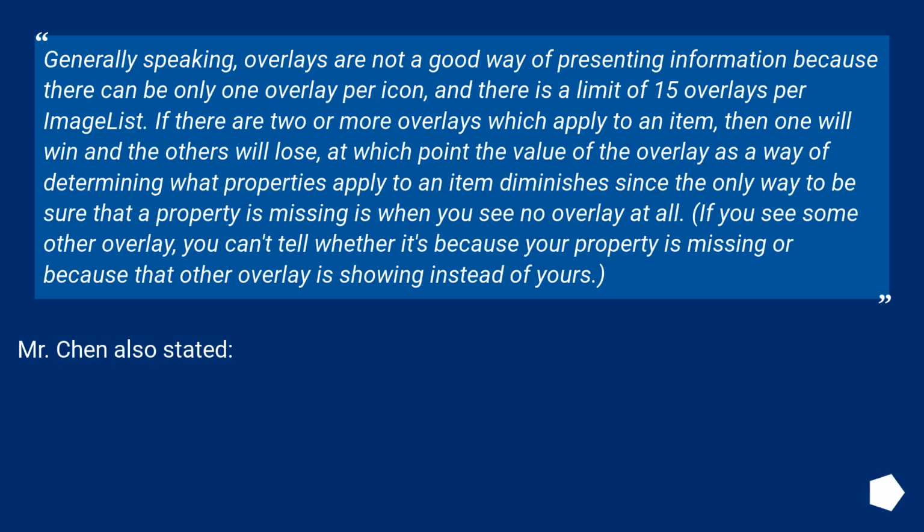Generally speaking, overlays are not a good way of presenting information because there can be only one overlay per icon, and there is a limit of 15 overlays per image list. If there are 2 or more overlays which apply to an item, then one will win and the others will lose, at which point the value of the overlay as a way of determining what properties apply to an item diminishes, since the only way to be sure that a property is missing is when you see no overlay at all. If you see some other overlay, you can't tell whether it's because your property is missing or because that other overlay is showing instead of yours.